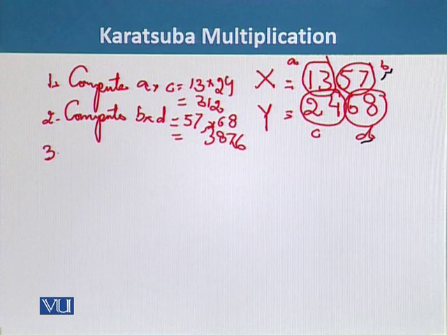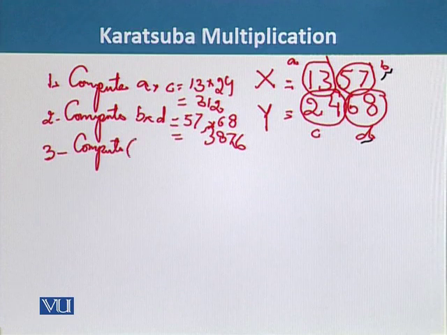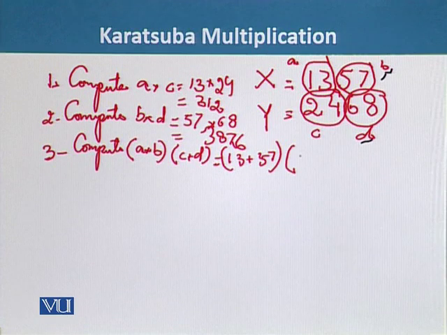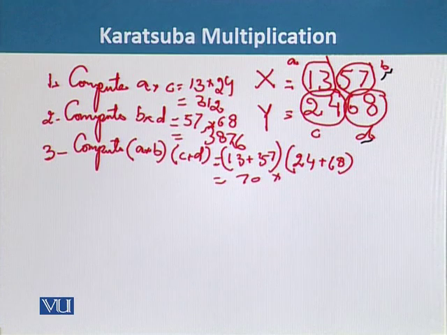The third step is we will compute A plus B times C plus D. We know A is 13, and we add to that B, which is 57. We will multiply it with C plus D, where C is 24 and D is 68. When we add 13 with 57, we get 70. The addition of 24 with 68 gives 92. And when we multiply 92 with 70, we get the answer 6440.